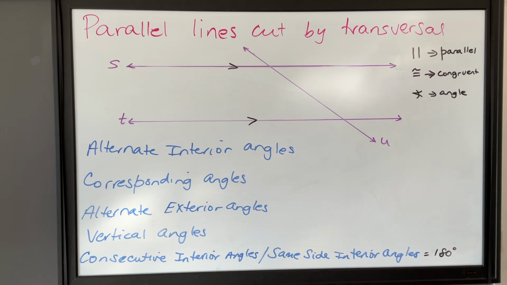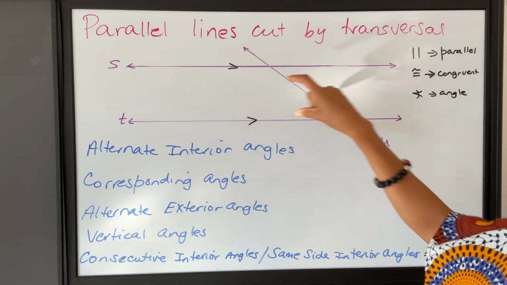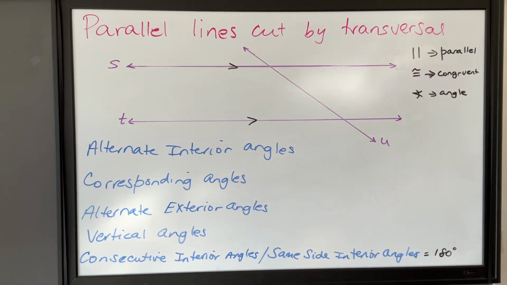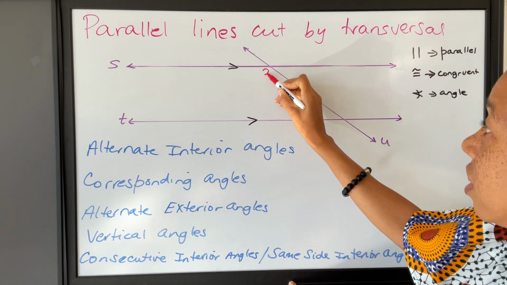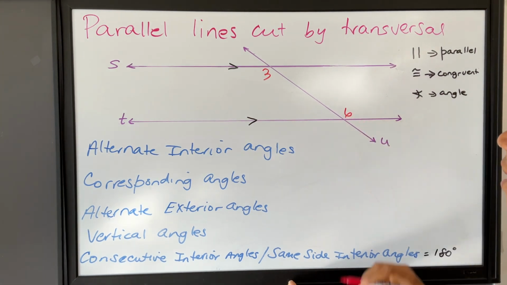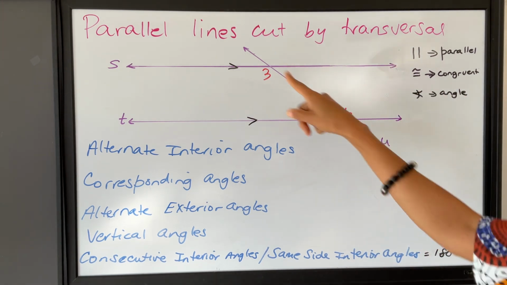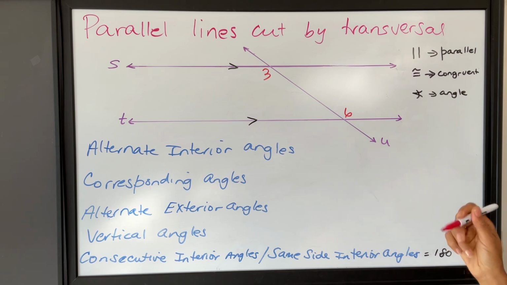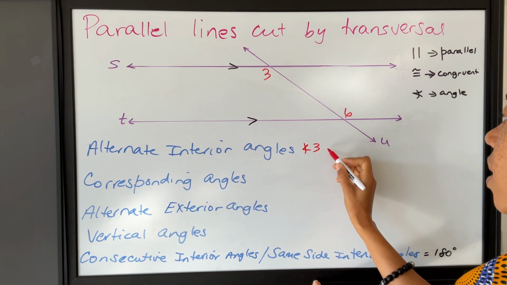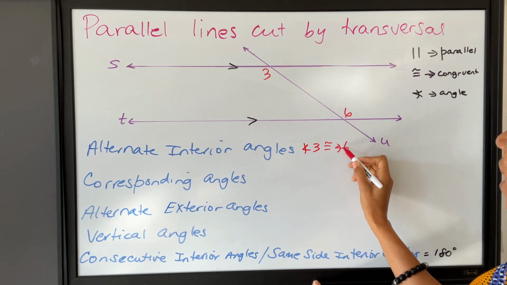Now, say for instance, the alternate interior angles. The word interior is telling you that it is inside of the two parallel lines. So you have to look inside of the two parallel lines to see the alternate interior angles. If I label this, say for instance, this is 3 and this is 6, then I can say these two angles are alternate interior angles because they're located inside of the parallel lines, and they are also on alternate sides of the transversal line, which is line U. So we can say that angle 3 is congruent to angle 6 in this case.